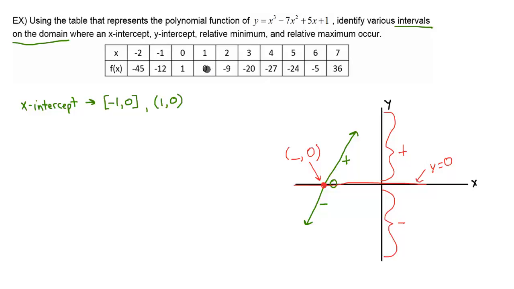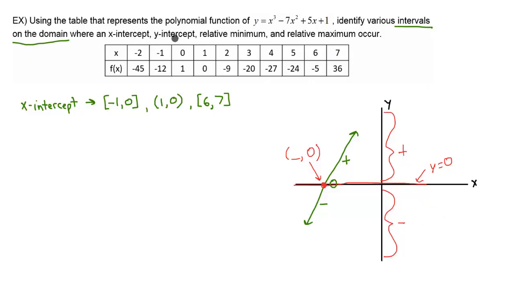Then our graph would cross y equals 0, and then it goes down to negative 9, and then negative 20, negative 27, negative 24, negative 5, and then here's another sign change. It went from our negative values to positive values, all the way up to a positive 36. So that happened between 6 and 7. That's the interval of the domain that we're going to use. Somewhere between 6 and 7, we know that our graph crosses the x-axis because the sign changed for our y.